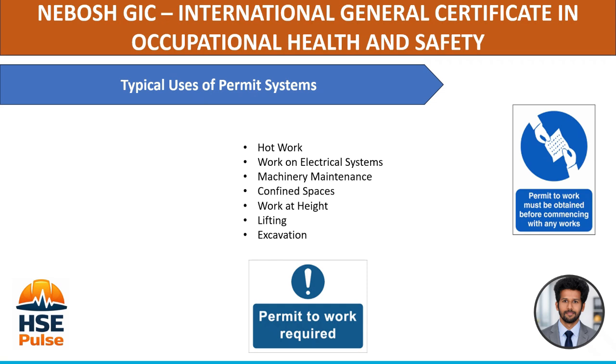So, excavation. For excavated areas, proper barricading systems should be there. Proper signages should be there. Then barriers to prevent falling down should be provided with sandbags or concrete barriers, etc. So mainly these are the types of permits: hot work, electrical systems, machinery maintenance, confined space permit system, working at height permit, then lifting permit and excavation permits.